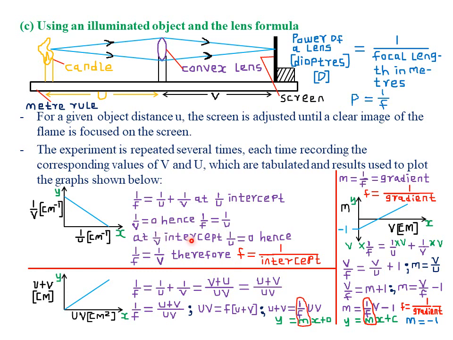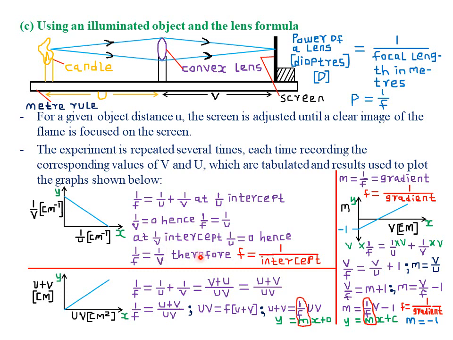Similarly, at the 1 over v intercept, so at this particular point, the point whereby this graph cuts the 1 over v intercept, remember the 1 over v intercept in this case represents the y-intercept, that is the vertical axis. So at the y-intercept, the value of x will always be equal to 0. So similarly, at the 1 over v intercept, the value of 1 over u, which is representing our x-axis, will always be equal to 0. Therefore, if you substitute 1 over u being equal to 0, the equation would remain as 1 over f is equal to 0 plus 1 over v. And therefore, 1 over f will be equal to 1 over v.